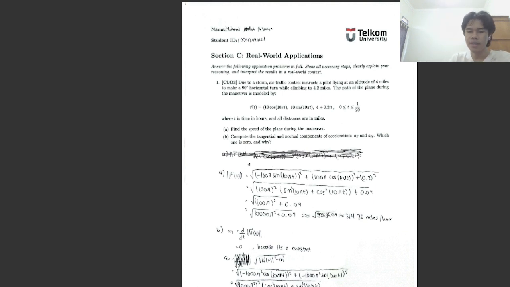And the next one is AN. We can find it by this formula, and the final answer is 1000 times pi squared.